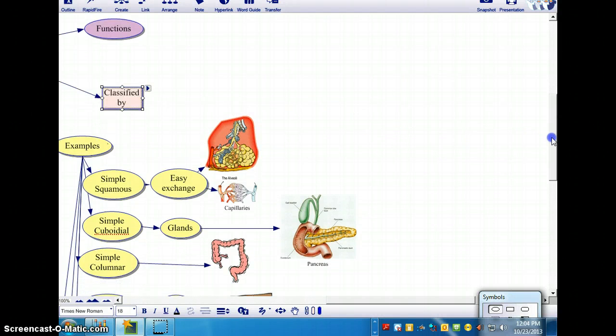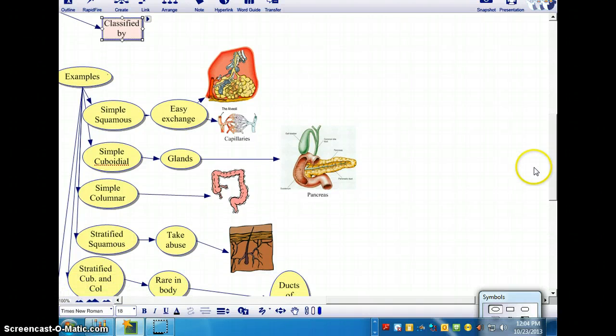The third simple kind of tissue we could have would be simple columnar. One layer of rectangular-shaped cells, and that's typical of your digestive system. Stomach, small intestines, large intestines.